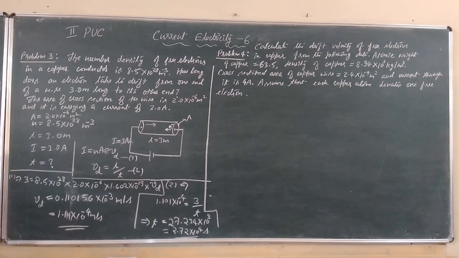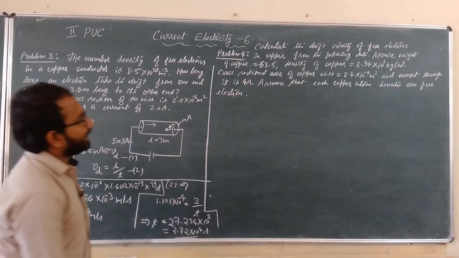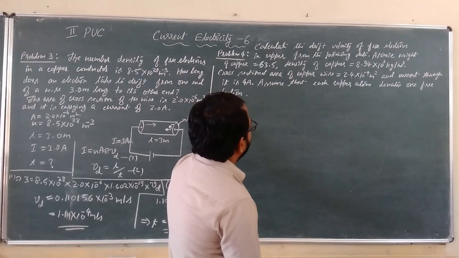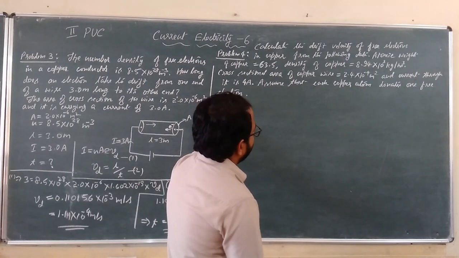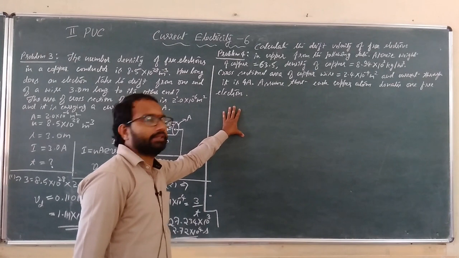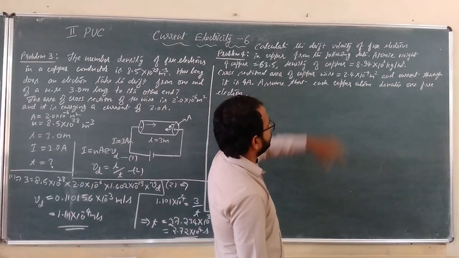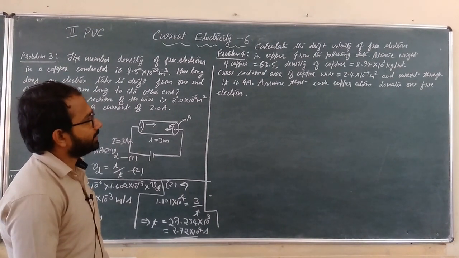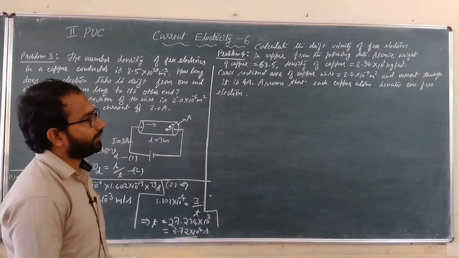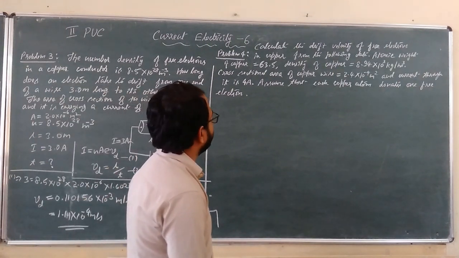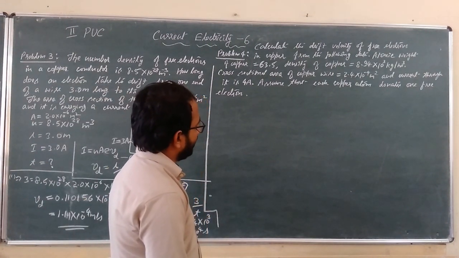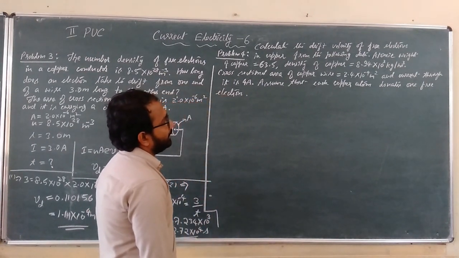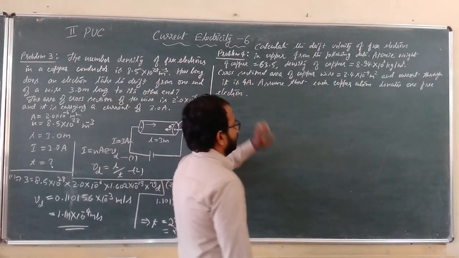Right. So problem number 4: calculate the drift velocity of free electrons in a copper wire from the following data. Atomic weight of copper is 63.5. Density of copper is 8.94 into 10⁻³ kg per meter cube. Cross section area of copper wire is 2.4 into 10⁻⁴ meter square, and current through it is 4 ampere. Assume that each copper atom donates 1 electron. So you have to calculate the drift velocity of free electrons in copper.